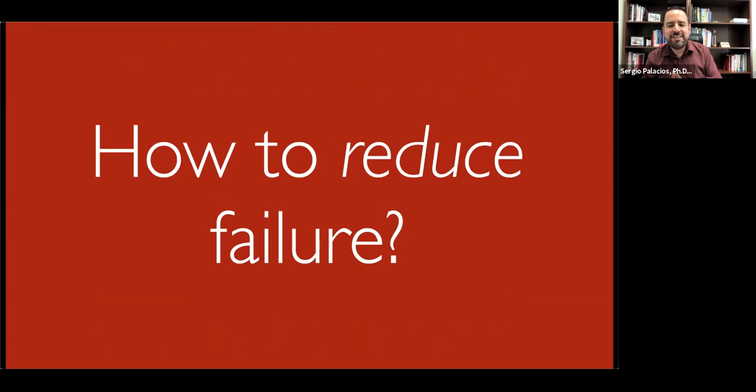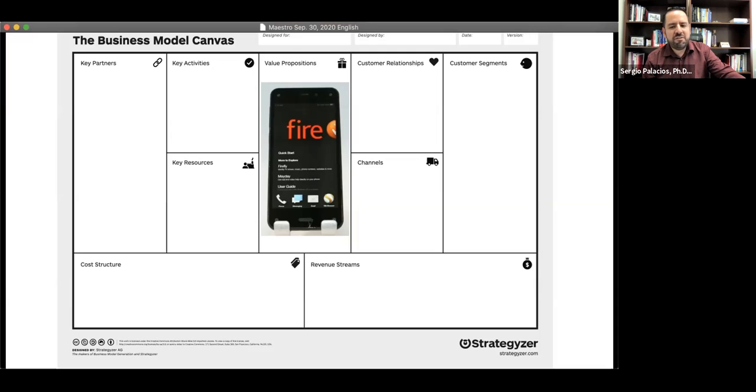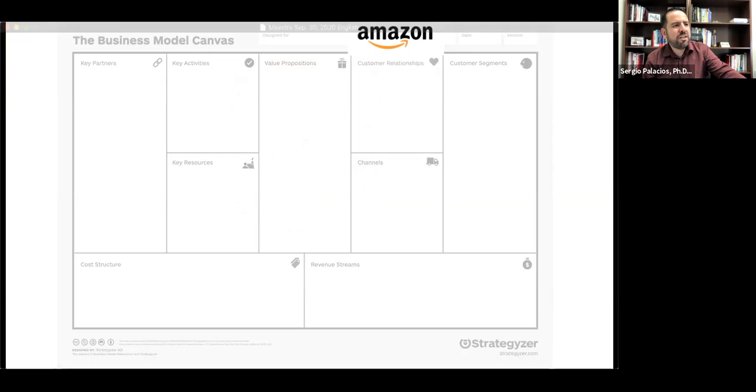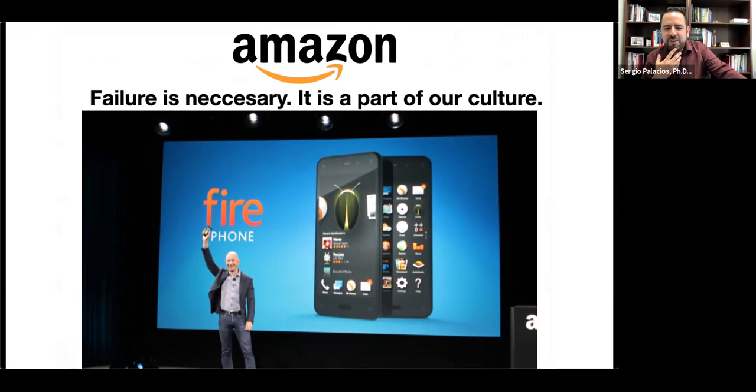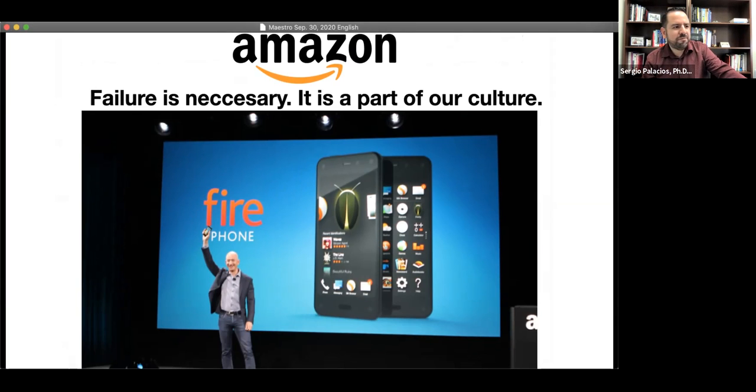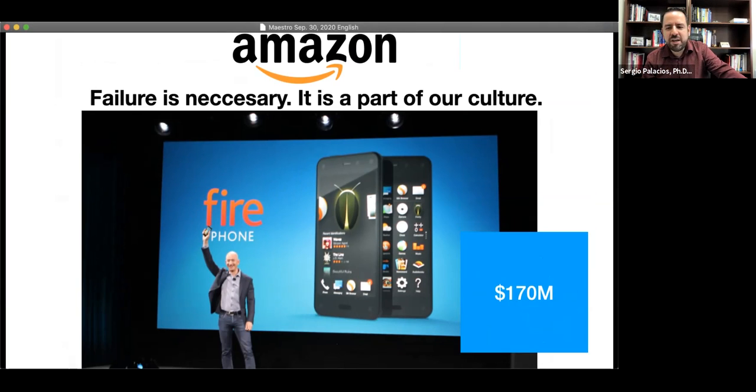I wish I knew this years ago. I really wish I knew this in the past. It could have saved me a ton of money and time. But it is okay to fail. I'm going to show you a quick example of a failure. I don't know if you guys remember this phone. It was from Amazon, the Fire phone. It also didn't work, but Amazon is okay with failure. It's part of their culture.